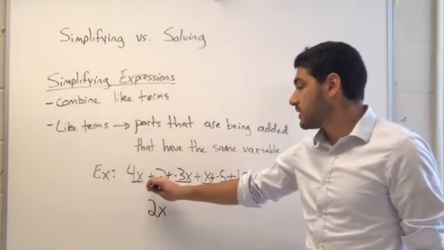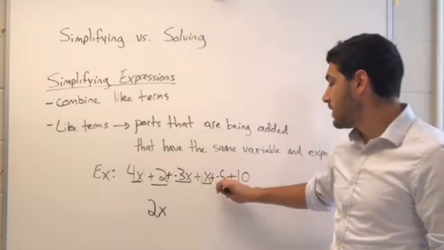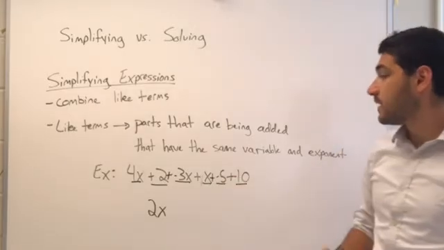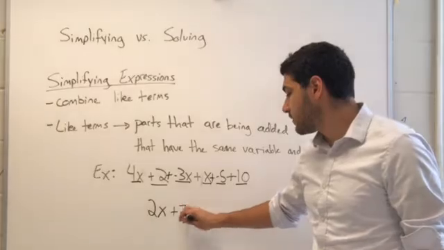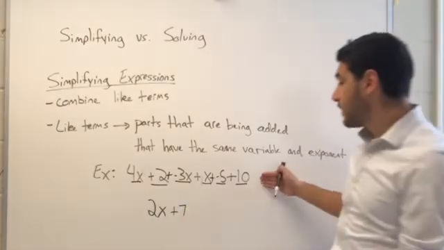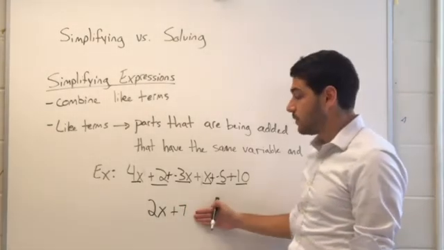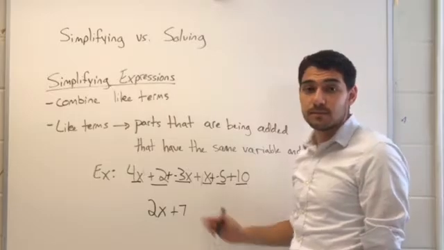Then we have our constants. We have a positive 2, a negative 5, and a positive 10. When we combine those together, we end up with positive 7. So simplifying this expression, we end up with 2x plus 7.